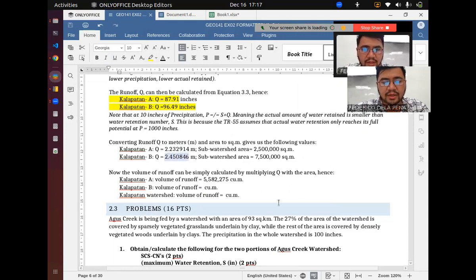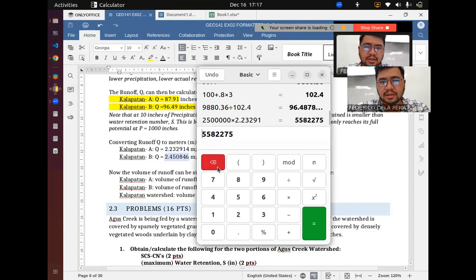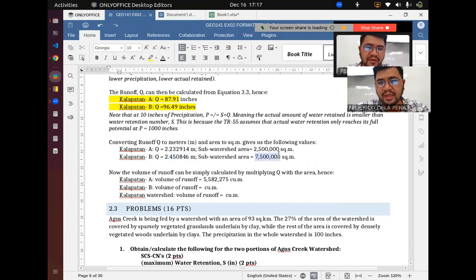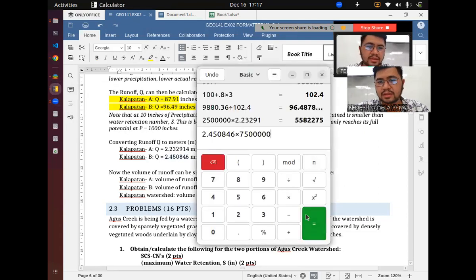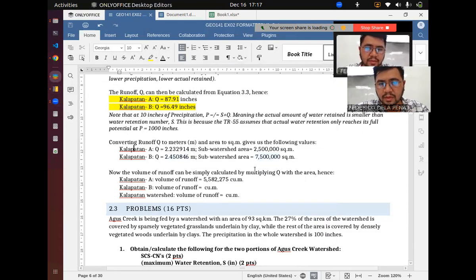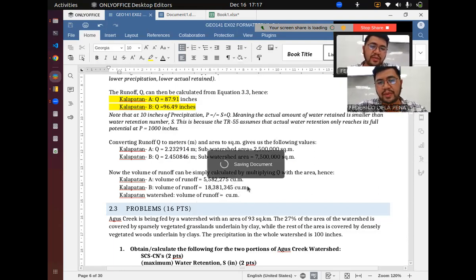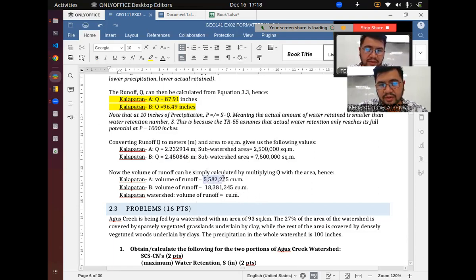2.4 meters times 7.5 million square meters. And that's going to give you a value of 18,381,345 cubic meters of water. So now you just have to add them together to get the final value for the runoff.